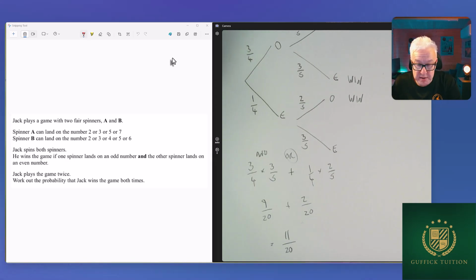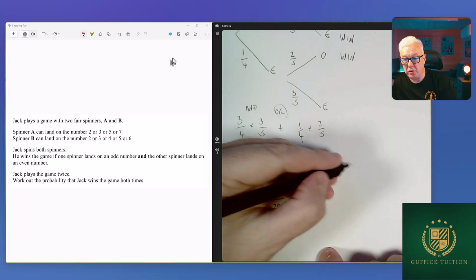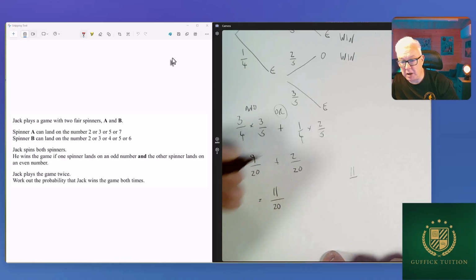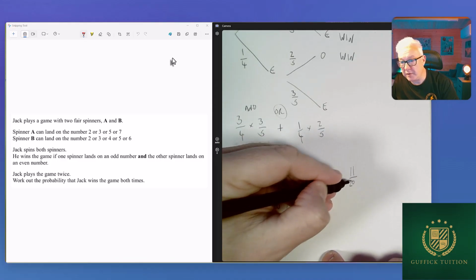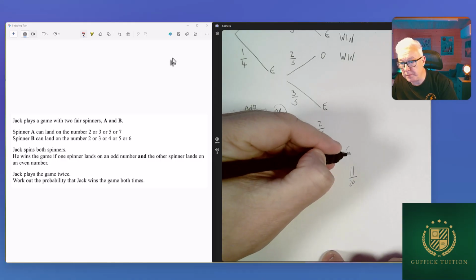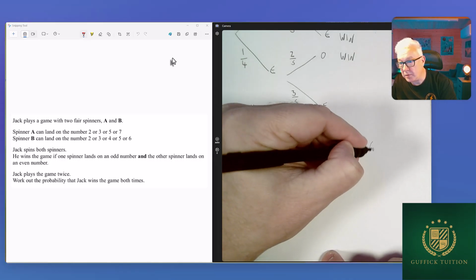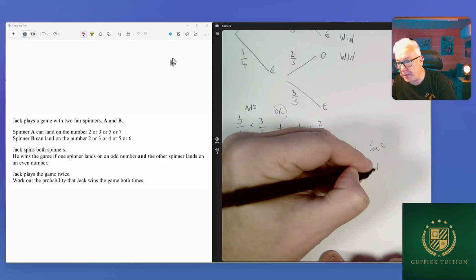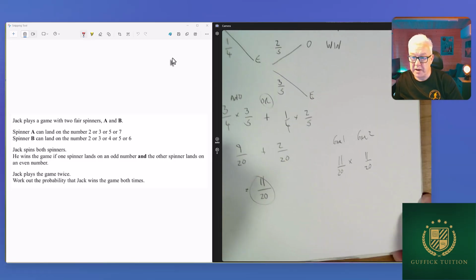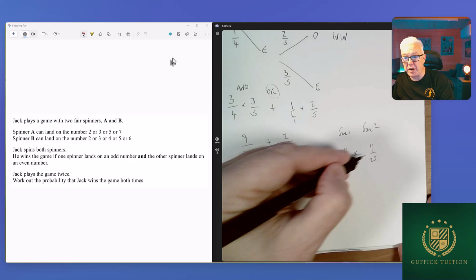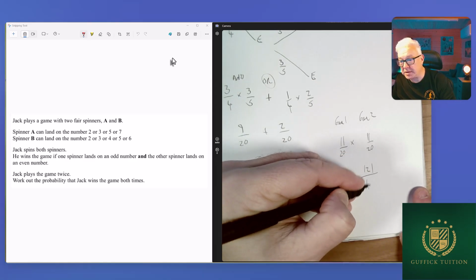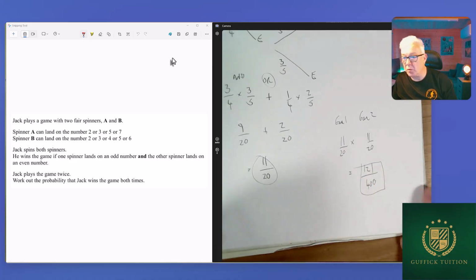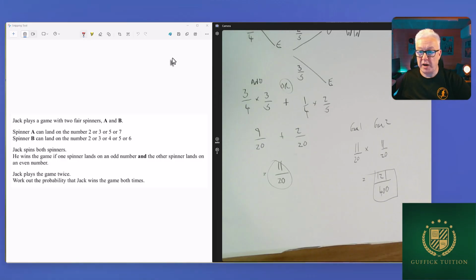However, and this is where it is a little bit tricky, Jack plays the game twice. So therefore, he has to win on both times. Now, the probability of winning is 11 over 20. So it's going to be 11 over 20 for game 1. Okay, and then we have game 2. It's going to be times by 11 over 20 for game 2, because Jack has to win game 1 and game 2. So therefore, the probability that Jack wins both games is 121 over 400. And that's our final answer for that one.